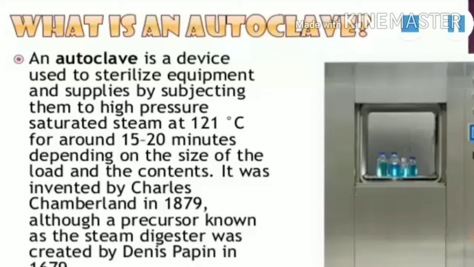So before going to autoclave, everybody should know about sterilization. Sterilization is a process by which all contaminants are removed from surfaces. Now we will see autoclave.